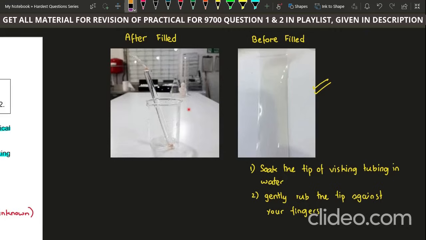And just for the practical demonstration, I have also attached a video of how you open and fill a whisking tubing. So you can just watch it in the description down below.